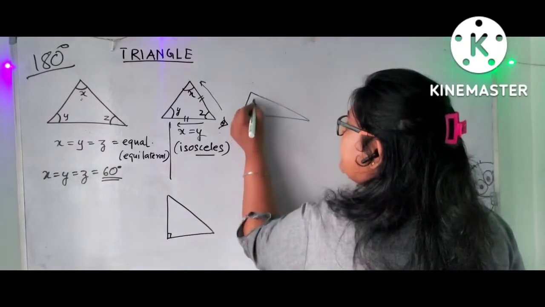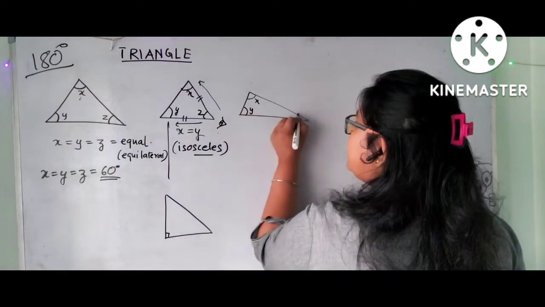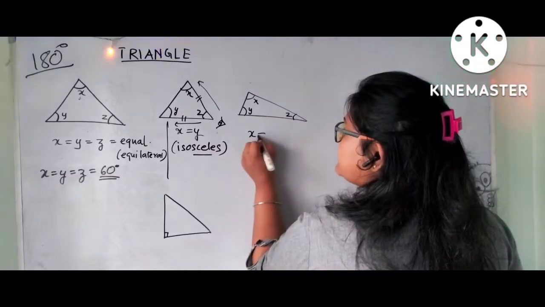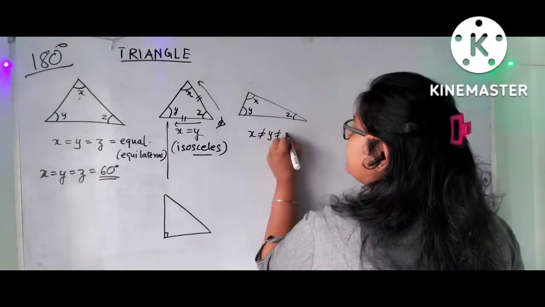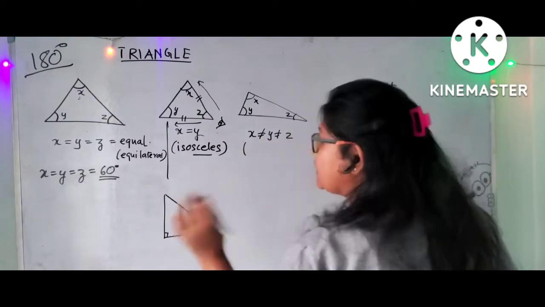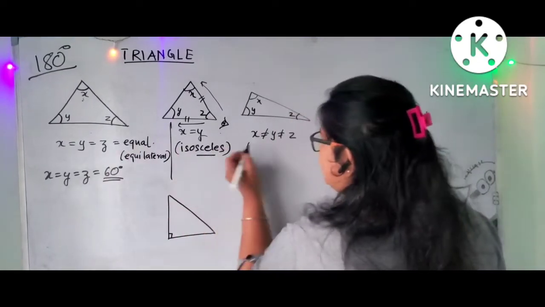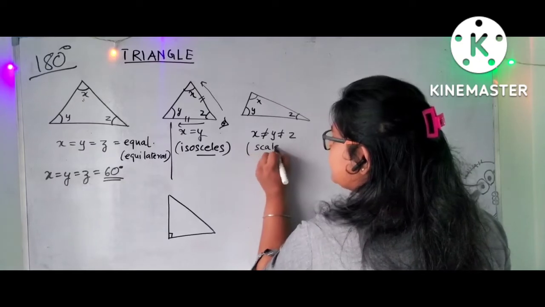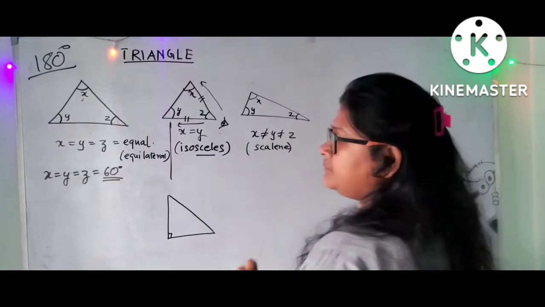Next, again x, y, z, where x is not equal to y, not equal to z. That means all these three angles are not equal. They are different. Then this will be called a scalene triangle.